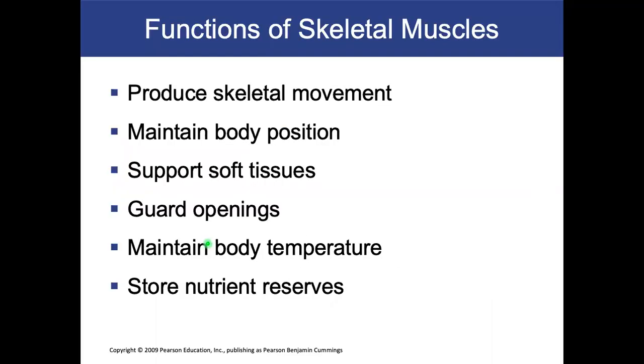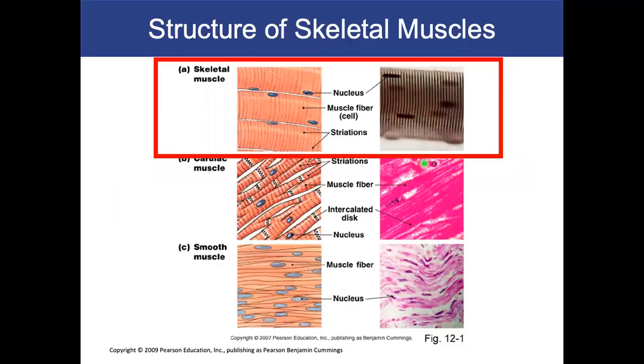Okay, so what are the functions of skeletal muscle? It's to produce movement, obviously. That's the main one that you're used to. Maintain body position, support soft tissues, right? Guard openings like your mouth, your eyes, maintain body temperature, and store nutrient reserves. Can you tell me which nutrient skeletal muscle stores? Good, that's glycogen.